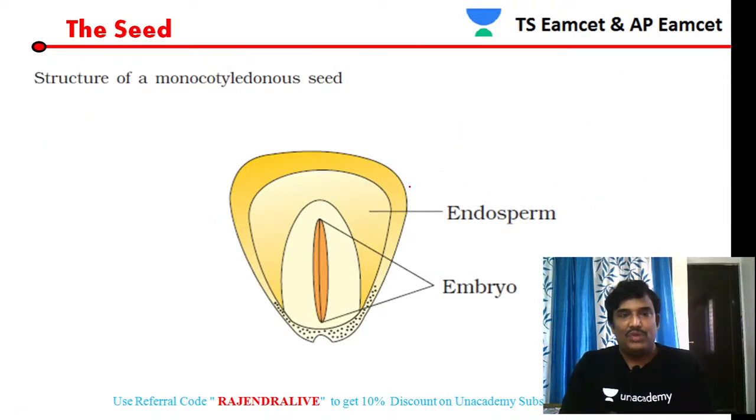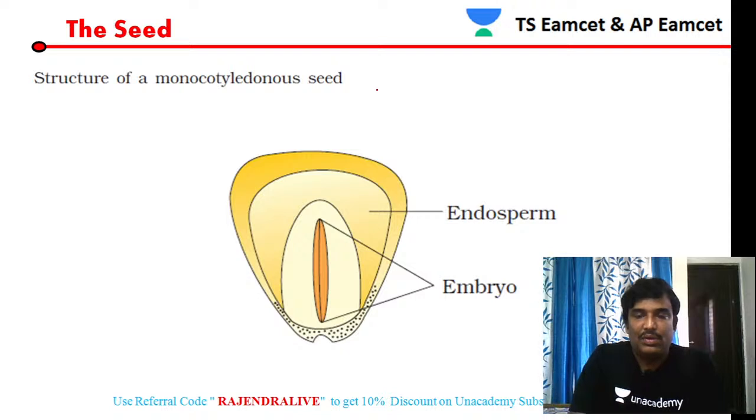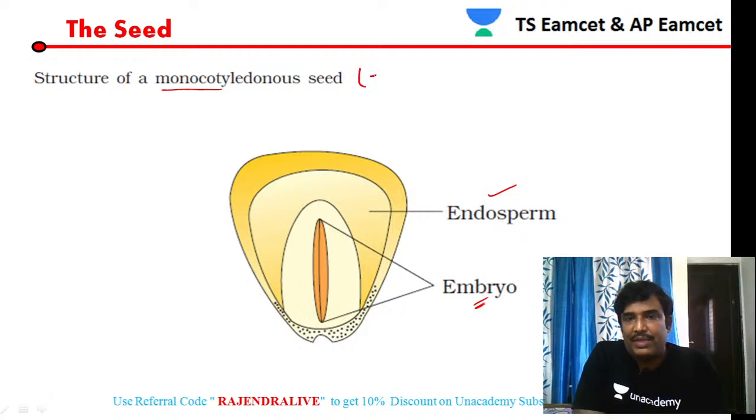Now let us move to the next question. Just now we discussed the monocot seed. In the monocot seed, you can see the endosperm is present and you have the embryo. So monocot seeds are endospermic seeds, the best example of endospermic seeds. The majority of monocots are endospermic in nature. They contain endosperm.